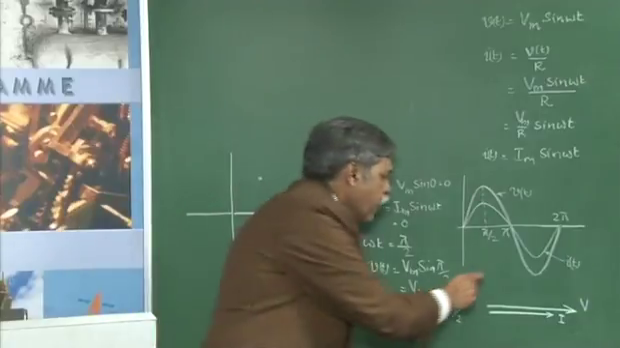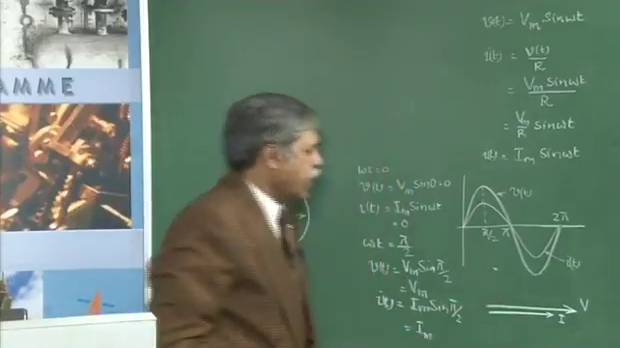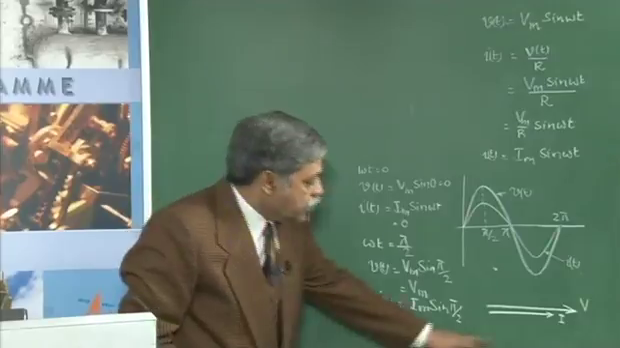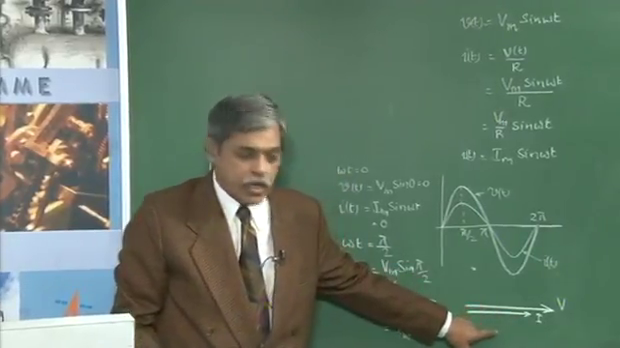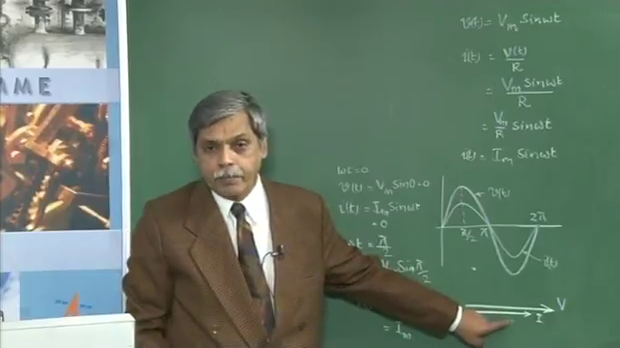Now this is the waveform representation of the voltage current relationship in a resistor, and this is the relationship between the voltage and current in a pure resistor in the form of a phasor diagram.